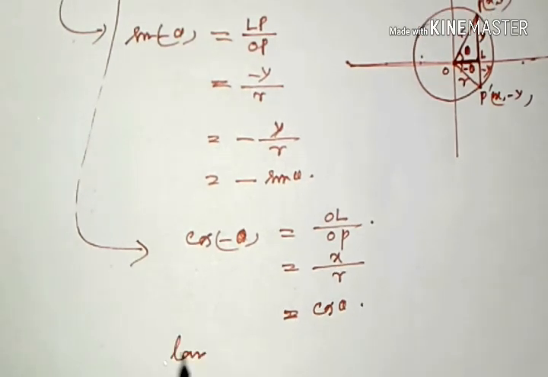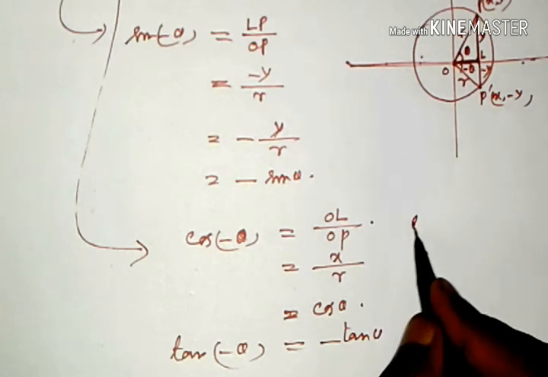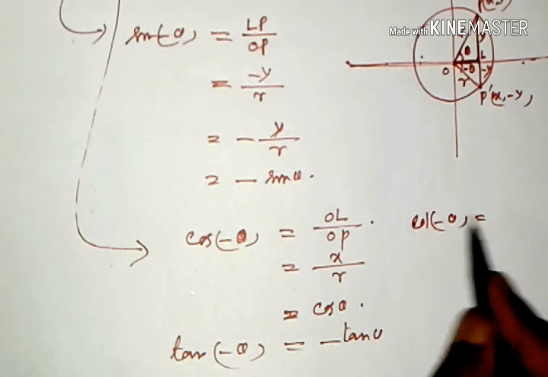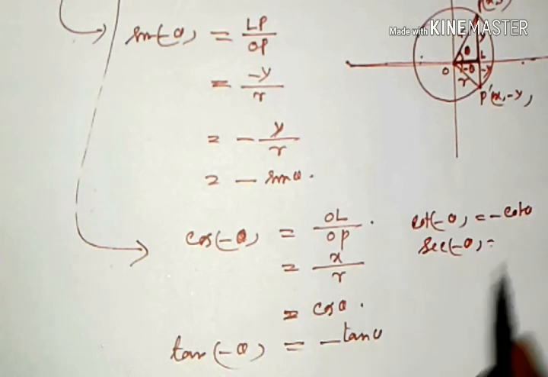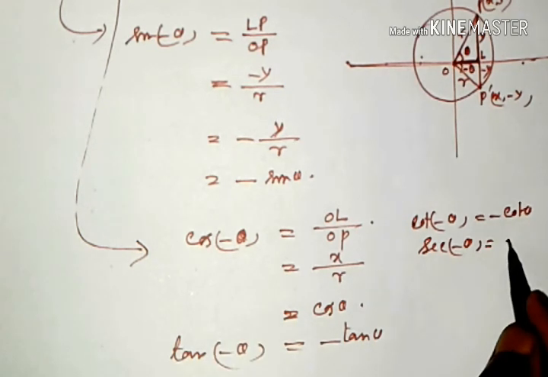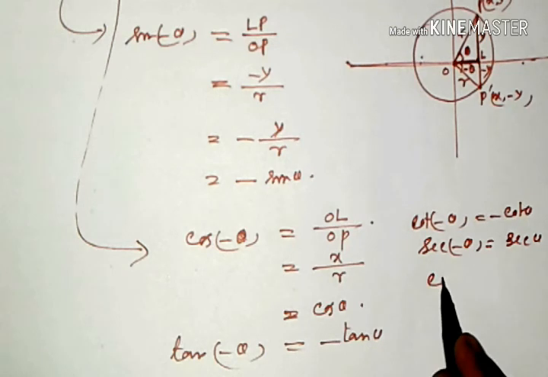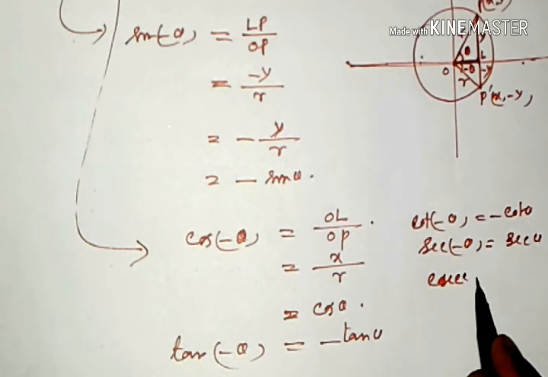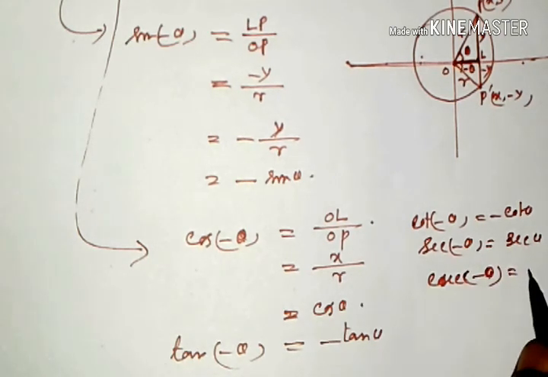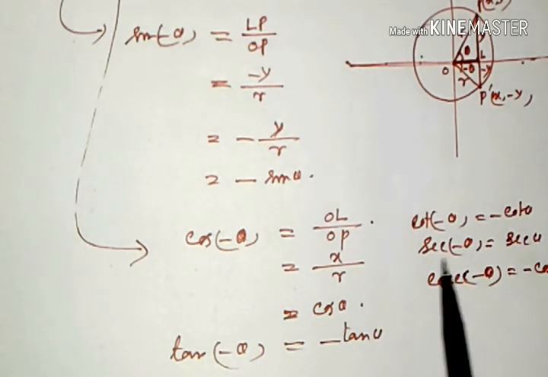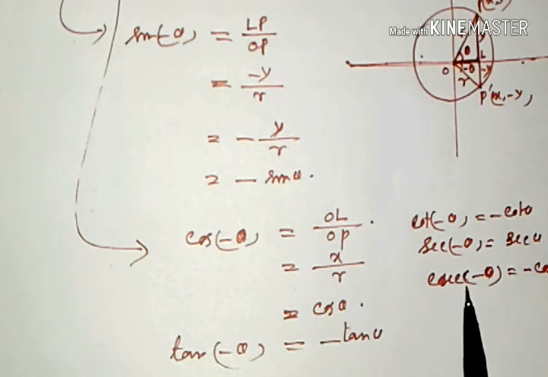Similarly, tan minus theta is equal to minus tan theta. Cot minus theta is equal to minus cot theta. Sec minus theta is related to cos, so sec minus theta is sec theta. And cosec minus theta is equal to minus cosec theta. This is most important for doing problems.